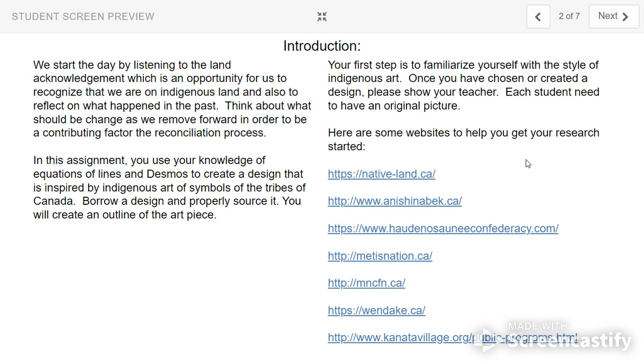In this assignment for the linear relations, you're going to use your knowledge of equations and lines and Desmos to create a design that's inspired by Indigenous art and symbols of the tribes of Canada.